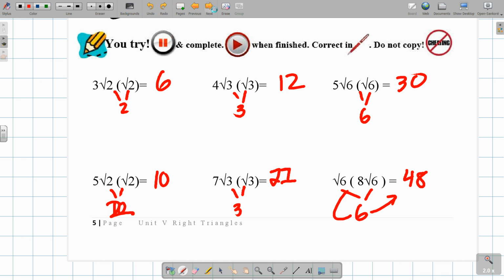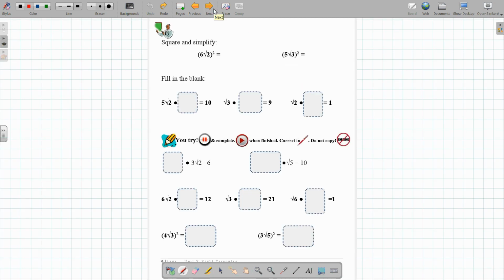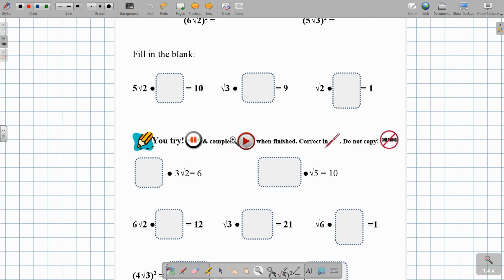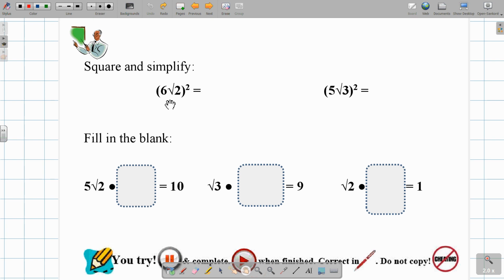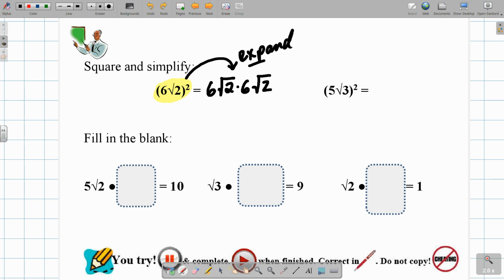Now that you're comfortable with that pattern, let's try a couple more. When you square a radical, it's super important that you expand your exponents. So 6 root 2 squared becomes this. Exponents expand.